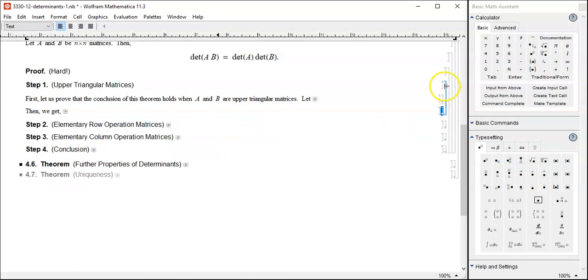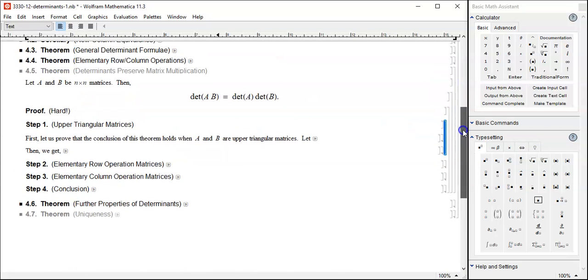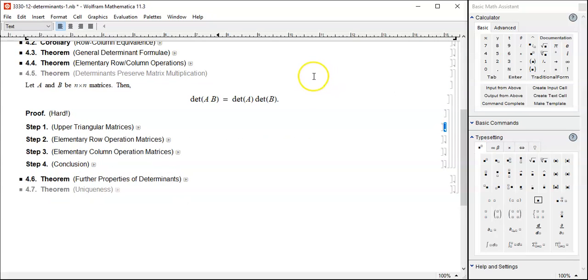So that is the conclusion from step 1. Now, is this going to be useful? Oh, yes, it will be. Why? Because it is possible to make any arbitrary square matrix into an upper triangular matrix through elementary row operations or elementary column operations. Actually, we can do both.